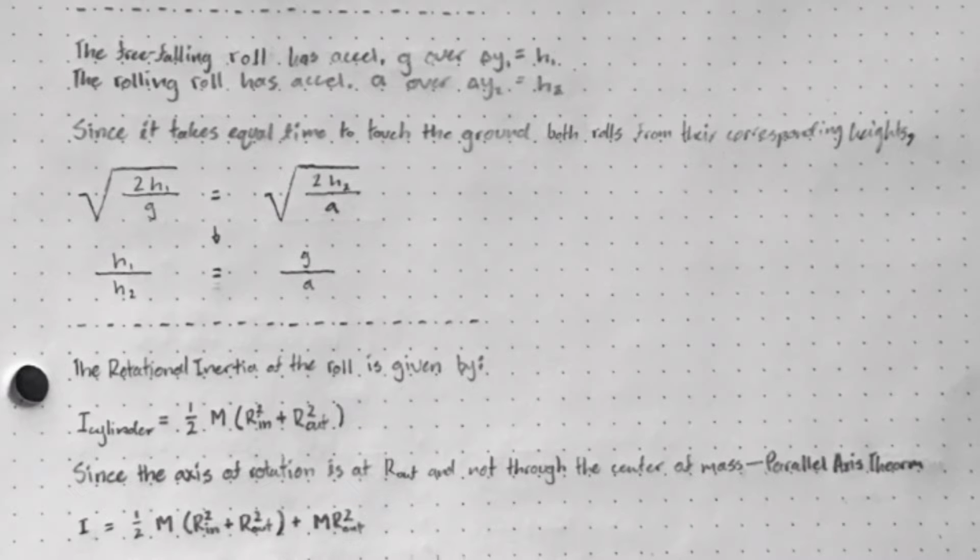Since the principle of this lab is for both rolls to take an equal time to touch the ground, we're going to use both t equations, where we find the radical of 2h1 over g is equal to the radical of 2h2 over a. And after isolating both of the h's, we find that h1 over h2 is equal to g over a.